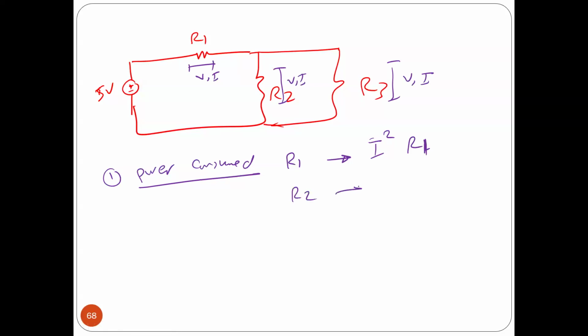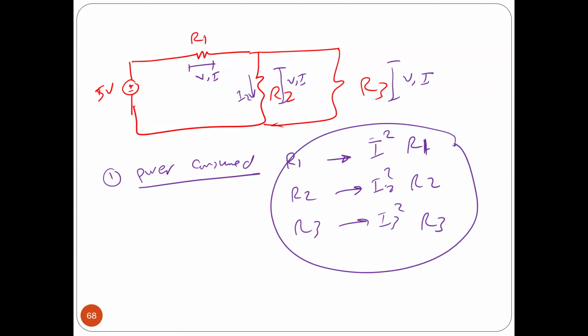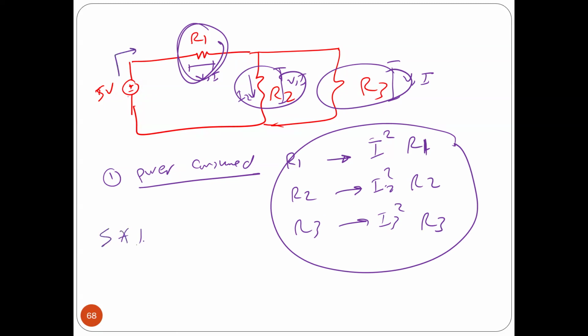For R2, the amount of power is I2 squared times R2. For R3, it equals I3 squared times R3. So the total power consumed is the power here plus the power here plus the power here. For the power generated by the source, if you have one source here, it should be 5 times I, whatever the current value is.